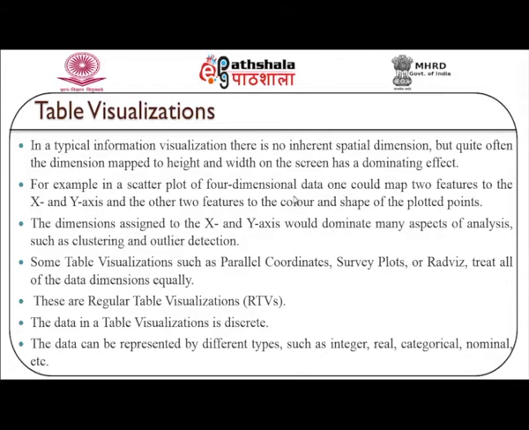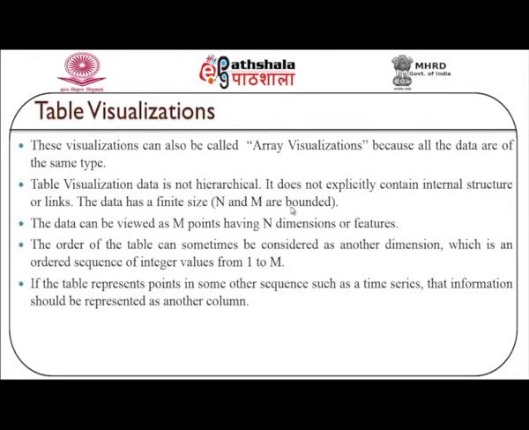Some table visualizations, such as parallel coordinates, survey plots or radial visualization, treat all of the data dimensions equally. These are also called regular table visualizations or RTVs. The data in a table visualization is usually discrete. The data can be represented by different types such as integer, real, categorical, nominal, etc. These visualizations are also called array visualizations because all the data that are present in the table are of the same data type.